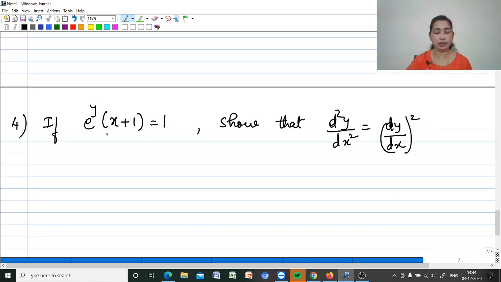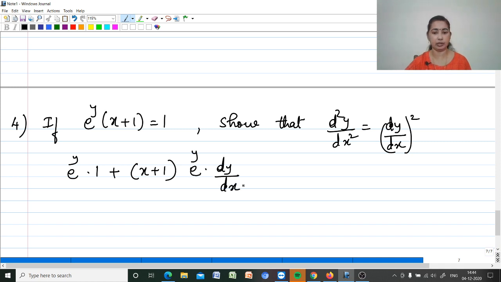Now we can differentiate this. Given e raised to y into x plus 1 is equal to 1, differentiating with respect to x, we are getting first function is e raised to y into derivative of the second is 1 plus second function is x plus 1 into derivative of the first is e raised to y into dy by dx equal to derivative of 1 is 0. Now we need to find what is the second derivative.